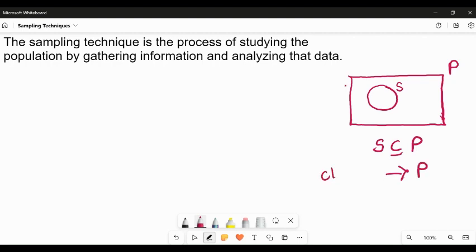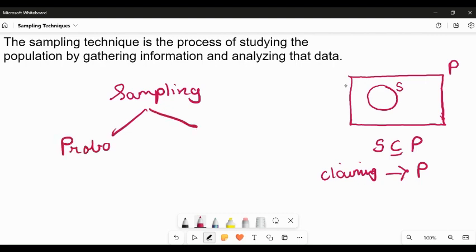The claiming technique of the population is done by the sampling technique. Based on the sample data that I have collected, I will be analyzing the data and predicting the population. So what are the sampling techniques? There are many, in two groups: probability sampling techniques and non-probability sampling techniques. What is the difference between probability and non-probability, we will be seeing in this video.